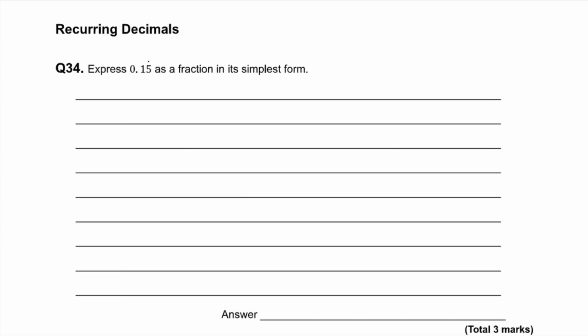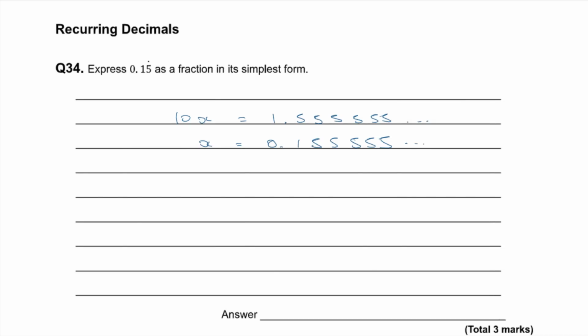So express 0.15 with a dot on top as a fraction in its simplest form. So I'm going to let that be equal to x. X is equal to 0.1. I'm just going to draw some of these 5s in so I get a feel for the number. Okay. Now if I multiply that number by 10, I'm going to get 10x, and that is equal to 1.555555, and so on forever.